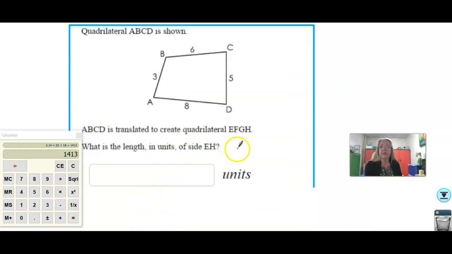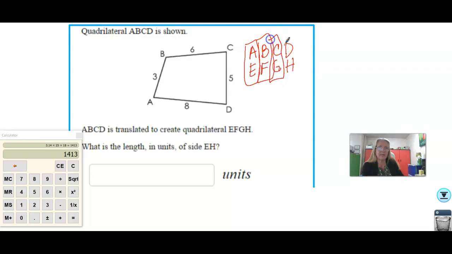Okay. Quadrilateral ABCD is shown. ABCD is translated to create quadrilateral EFGH. What is the length in units of side EH? Well, and I told some of you this yesterday. When you name your figures, the letters have to line up. So ABCD lines up perfectly with EFGH. Okay? So E is the new A, F is the new B, G is the new C, and H is the new D. So if they want to know the length of EH, what they're really asking you for is the length of AD. So the length of AD is 8.